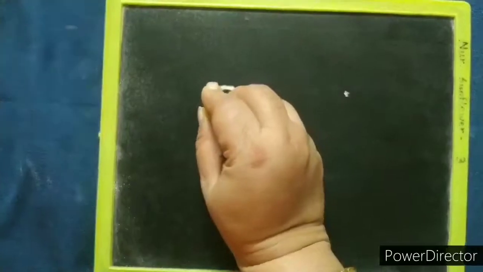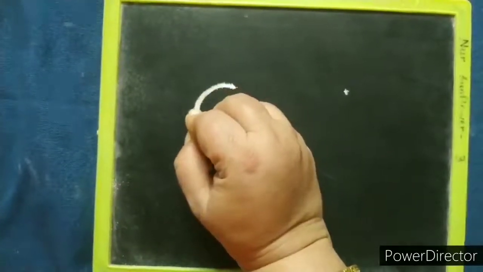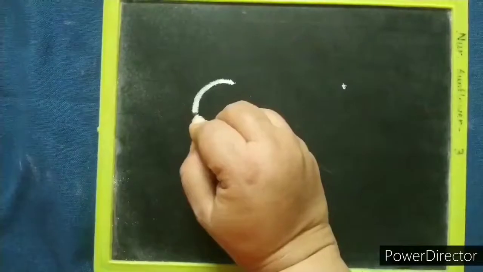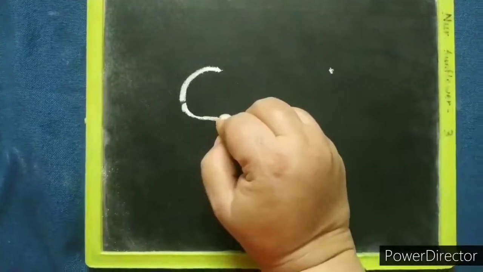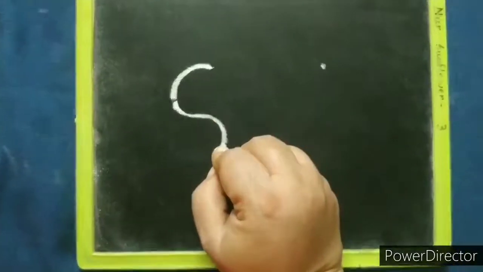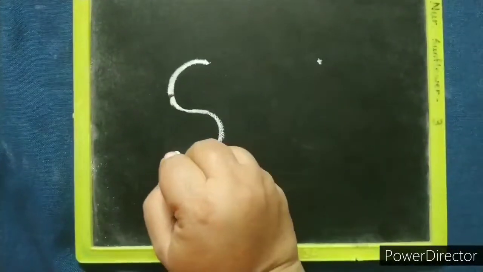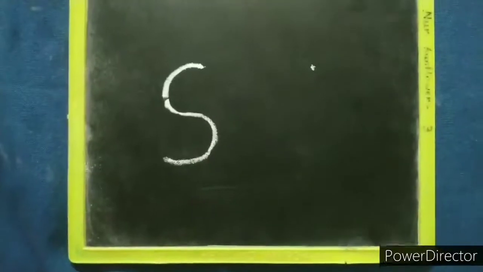Start from the top, then make a C curve. Do not lift your hand and make a reverse C curve and our pattern is ready.